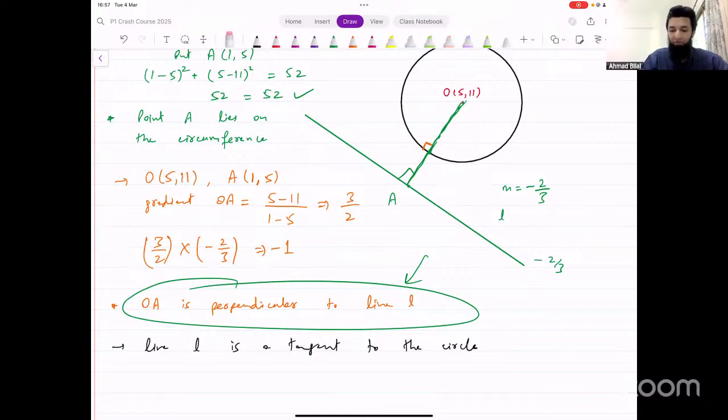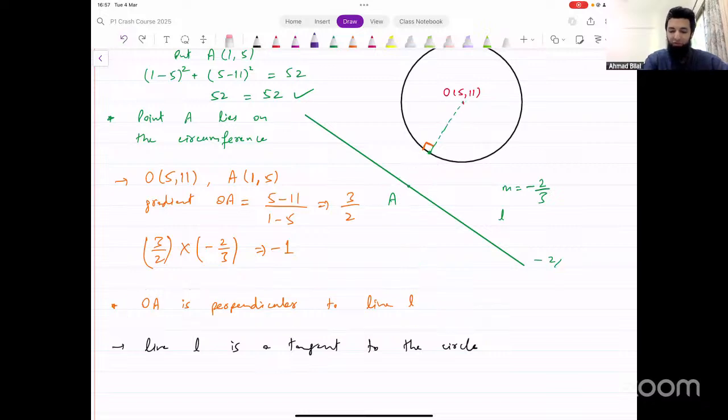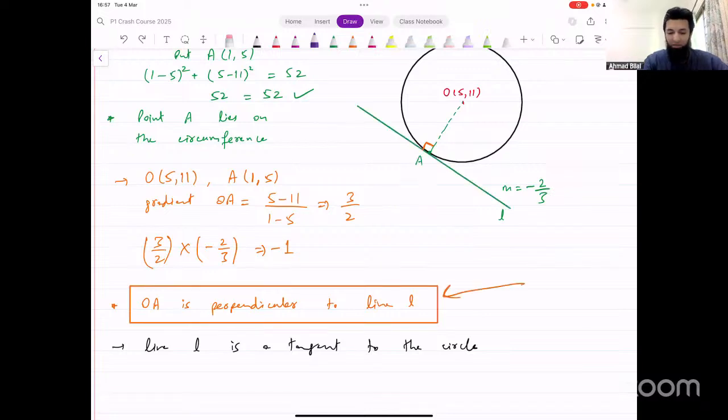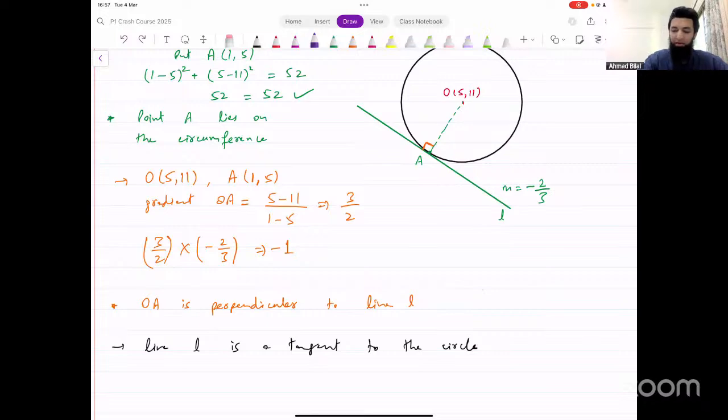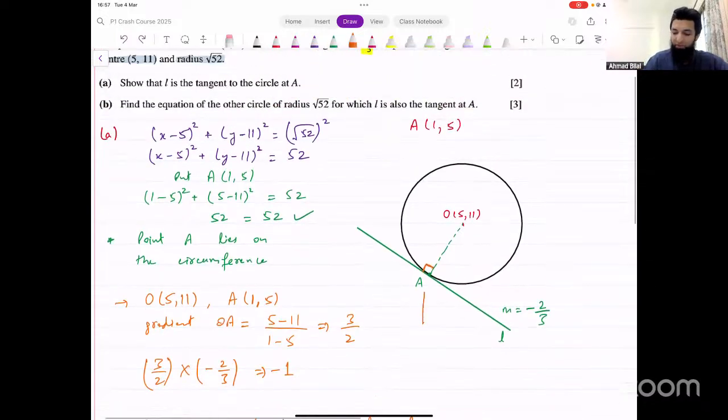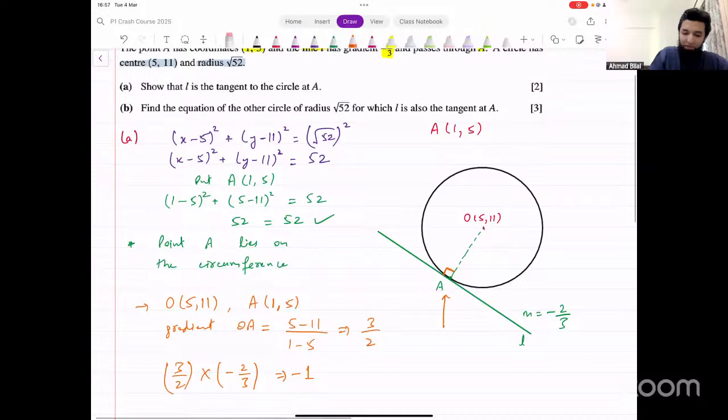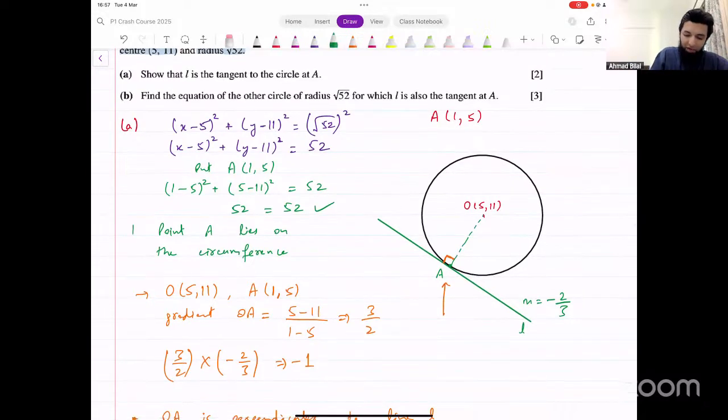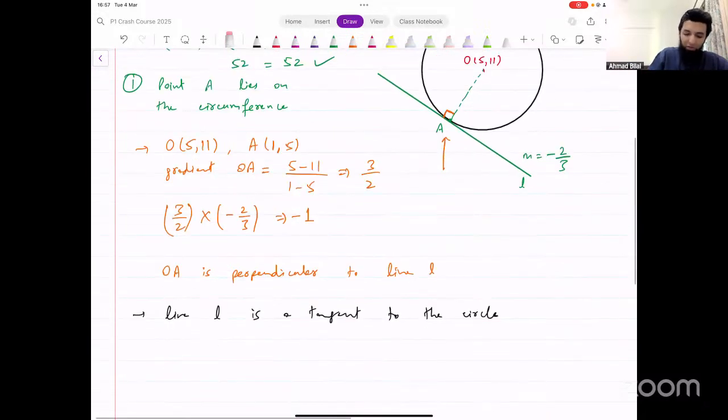You also have to prove that A lies on the circumference. And that is what we did first there. We proved that the line L touches the circle. That means the point A lies on the circumference. So that was one thing that we had to prove. And number 2, we proved that they are perpendicular. Both of these things together mean that the line L is a tangent to the circle.